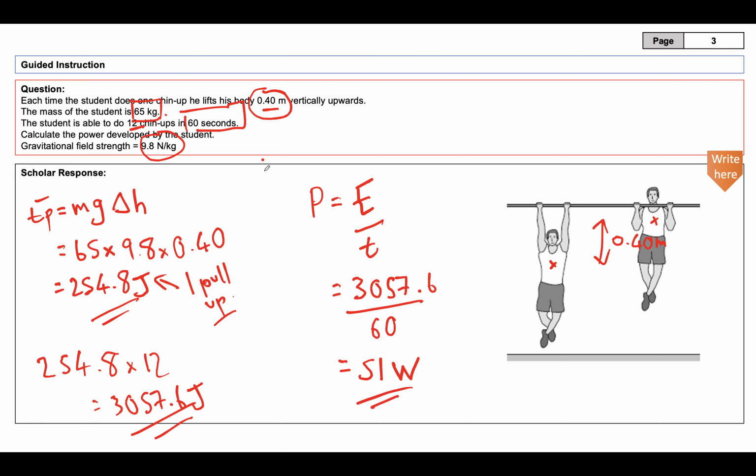Notice I've done this in 2 halves, so I'd recommend splitting your page in 2 if you can. Step 1 is to work out the energy, then you work out the power. So energy first, then power.